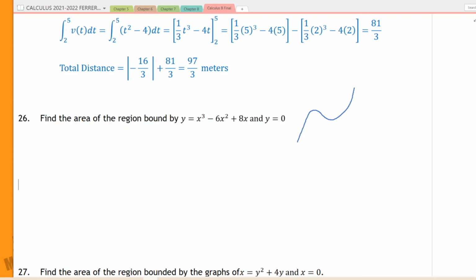And I think this is factorable, so why don't we try and factor that so we can find out all 3 roots. So first we could definitely factor out that x. Then we could factor to x minus 4, x minus 2. And that gives us my 3 roots. My 3 roots are going to be at 0, positive 2, and positive 4.